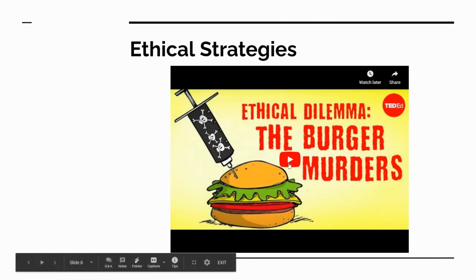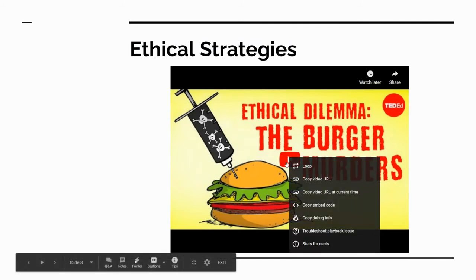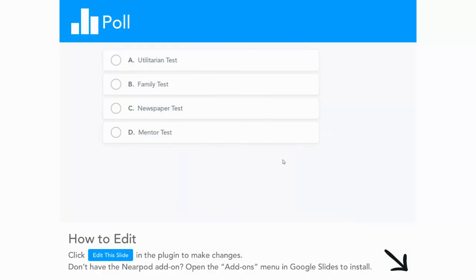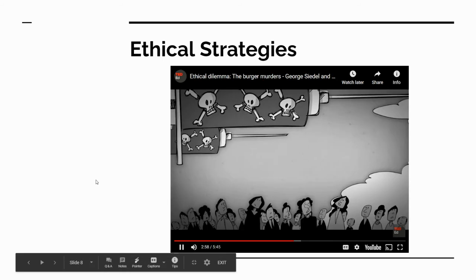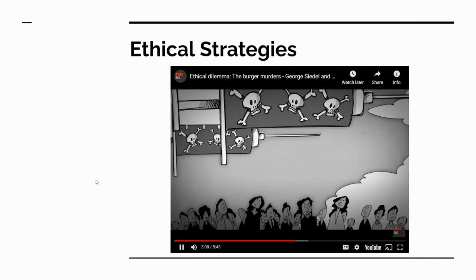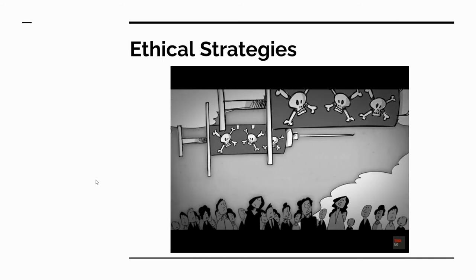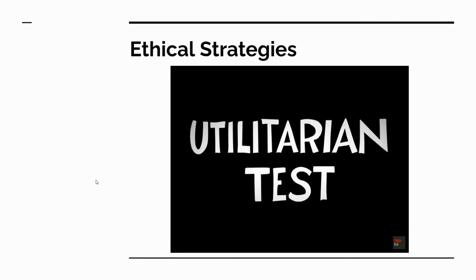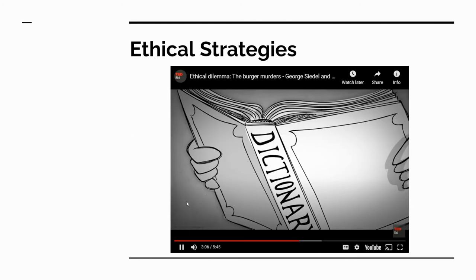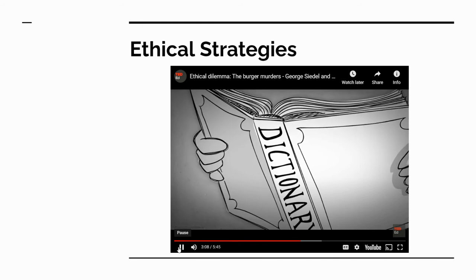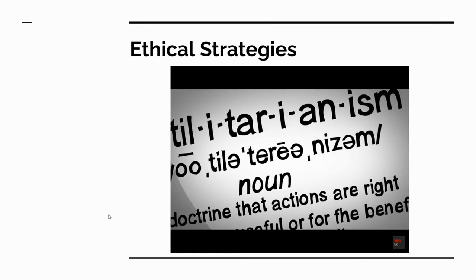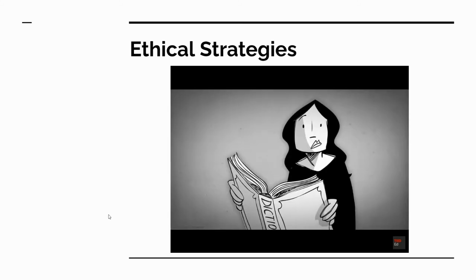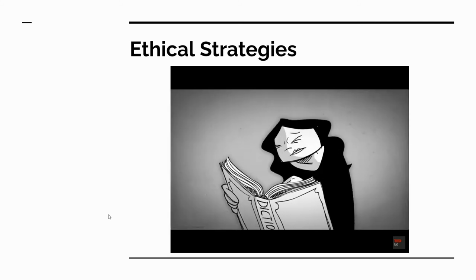Let's keep going with the story. This decision, you could consider these tests. First is the utilitarian test. Utilitarianism is a philosophy concerned with maximizing the greatest amount of good for the greatest number of people. What would be the impact of each option on these terms?